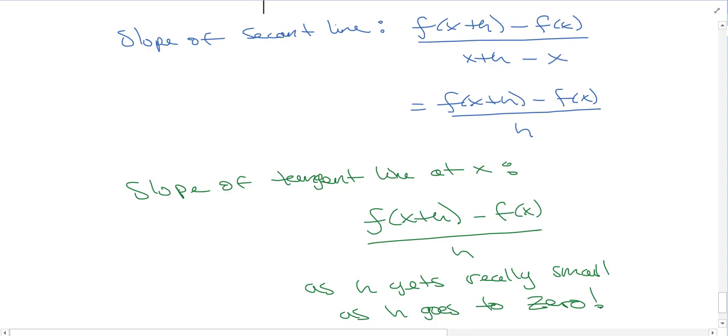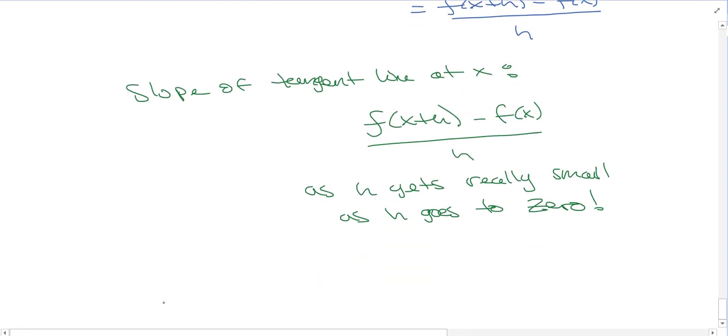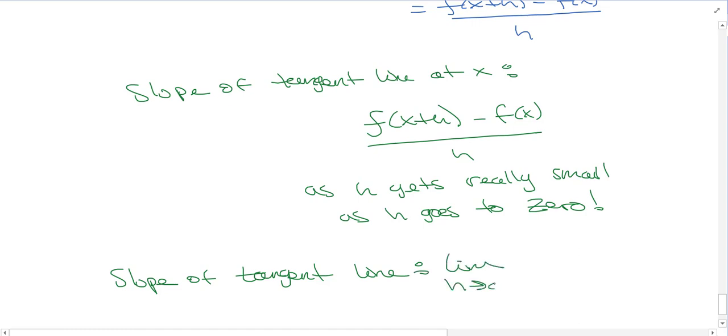And this is where the idea of a limit is going to come in. So we can say that the slope of the tangent line will be the limit as h goes to 0, right? As h gets really, really small, of the difference quotient. And this has a special name, and we'll talk about that in the next section.